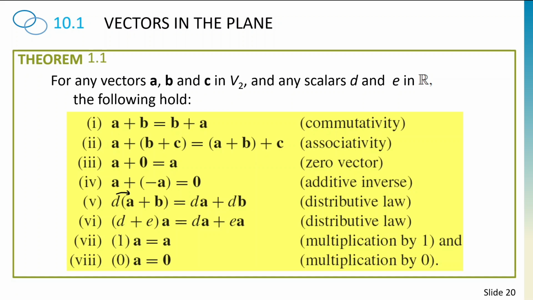Now if I'm multiplying by 1, A times 1 is still A. A times the 0 scalar is the 0 vector. So you see these properties are exactly what you know from real numbers. So it's similar, okay? But these are vectors.